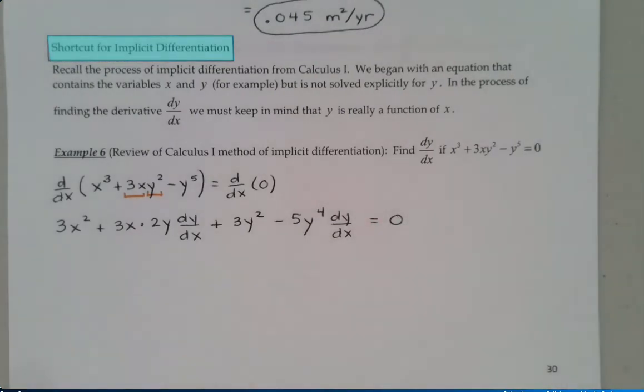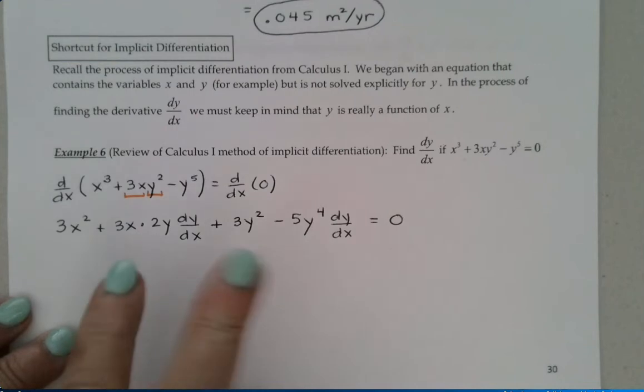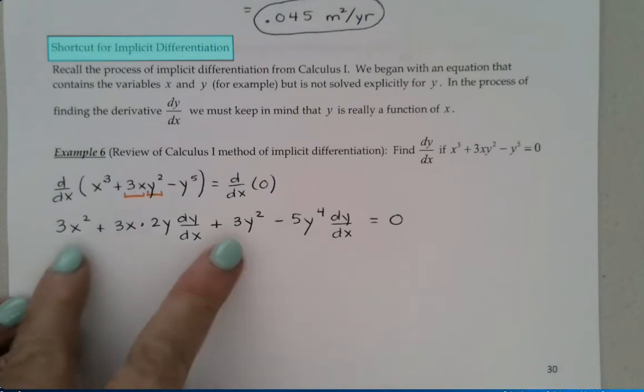And that's equal to the derivative of 0, which is still 0. All right, I'm going to do a couple of things here. I'm going to clean this up just a tiny bit. There's not a lot to do, just multiplication here. And I'm going to keep the two terms that have dy dx in them on the left side, and then I'm going to take the two terms that don't have dy dx, and I'm going to move those to the right-hand side.